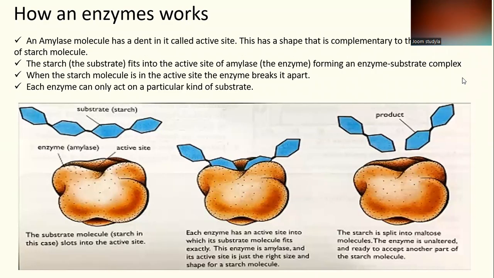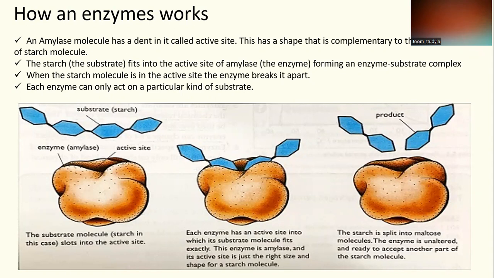How does an enzyme work? An amylase molecule has a dent in it called the active site. This has a shape that is complementary to the shape of part of a starch molecule. So the starch, the substrate, fits into the active site of amylase, the enzyme, forming an enzyme-substrate complex. And when the starch molecule is in the active site, the enzyme breaks it into parts.